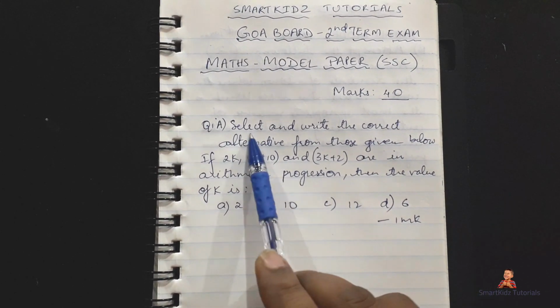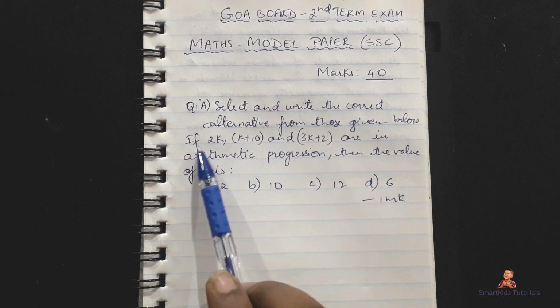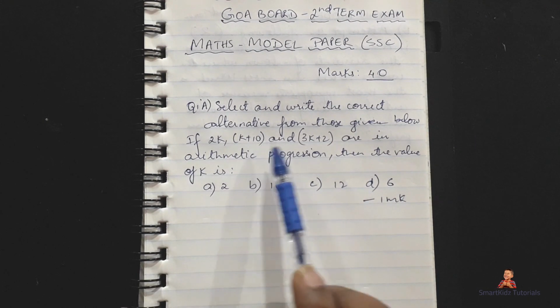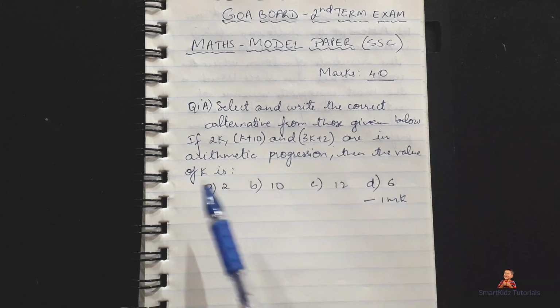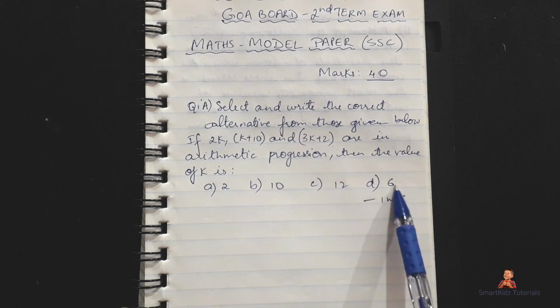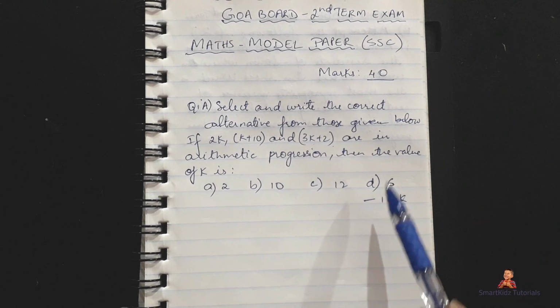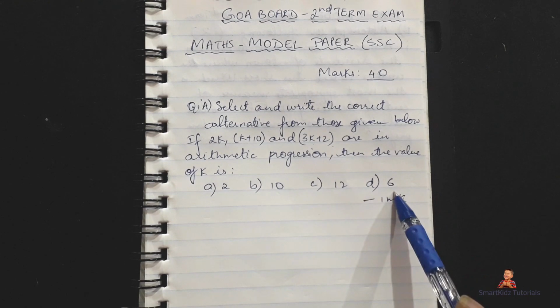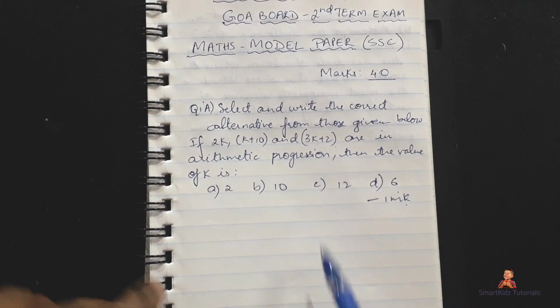The first question is select and write the correct alternative from those given below. The question is: if 2k, k plus 10 and 3k plus 2 are in arithmetic progression, then the value of k is, and the following choices have been given. So we need to work it out and find out which of these is the correct choice, and there is 1 mark for this particular question. So let's work it out and put down the progression that has been given to us.